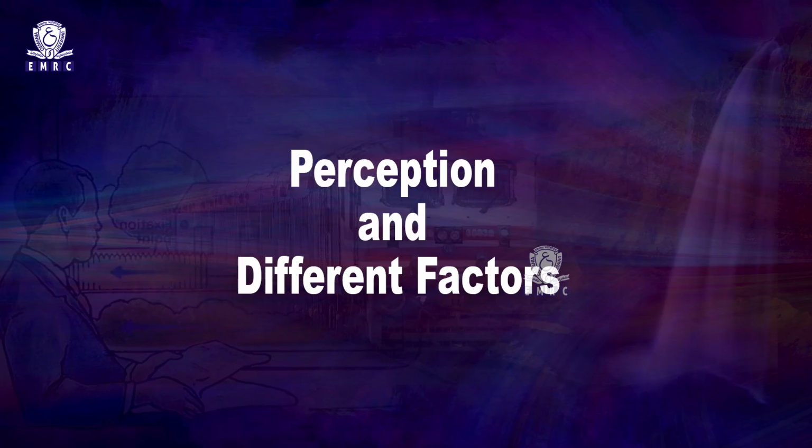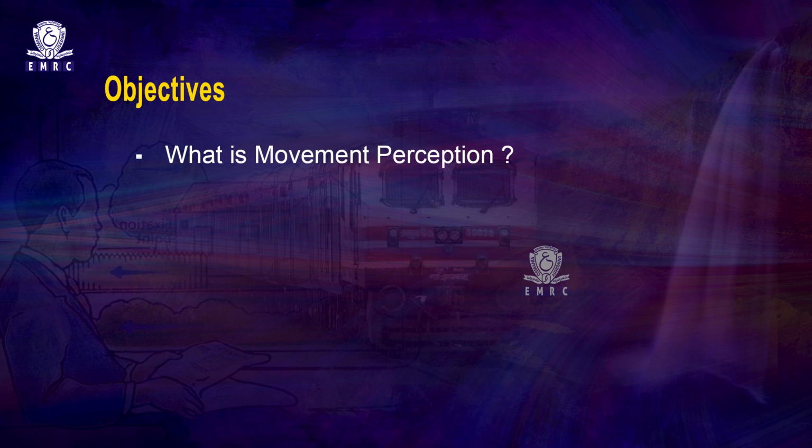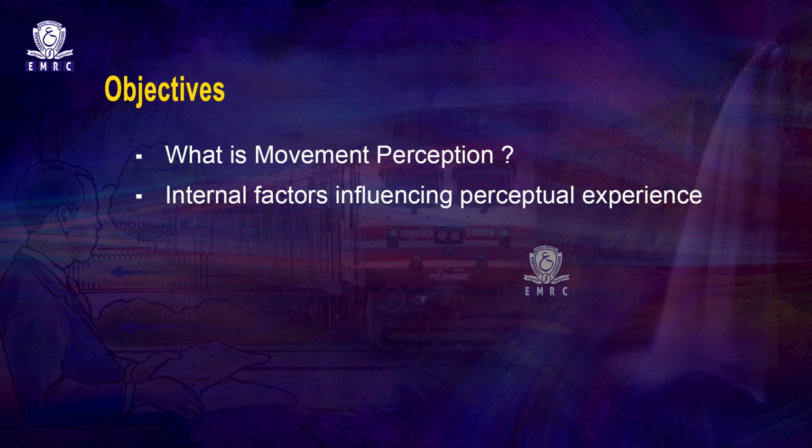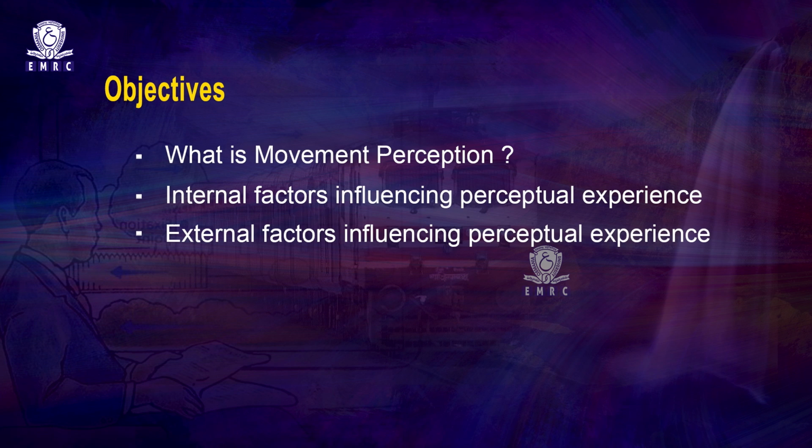So today we are going to talk about another topic in general psychology, which is called perception and the different factors involved in it. The main objectives of this lesson are to understand what movement perception is, and then we are also going to discuss the internal factors influencing this perceptual experience, and the external factors influencing perceptual experience.